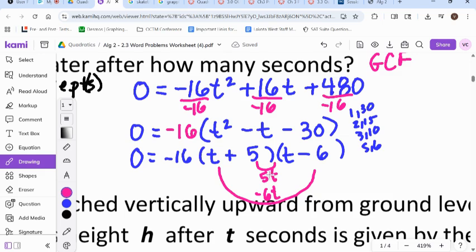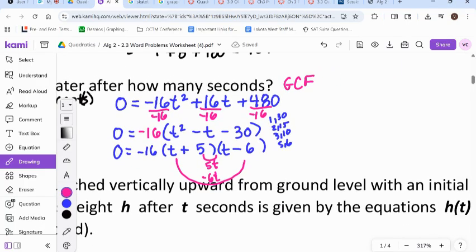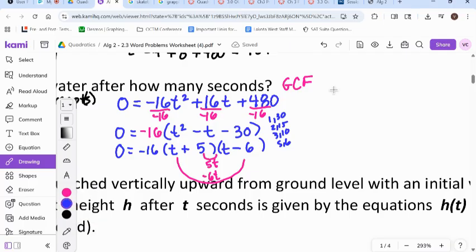Either way, you should be checking your answer. I add up 5t and negative 6t, and that does work. It does equal negative t. So once I have it factored, now what I'm going to do is set each factor equal to 0.